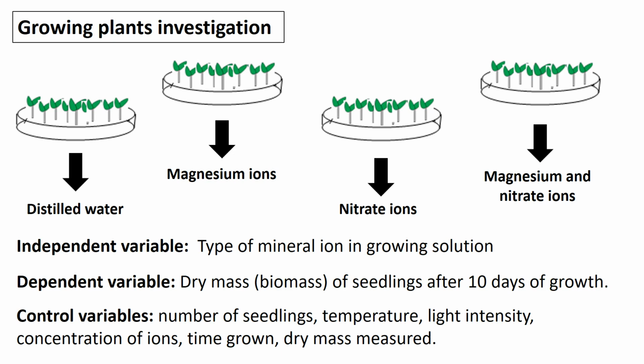And if you're thinking about what controls could be in such an investigation, it would be like number of seedlings in each dish, the temperature they're grown at, the light intensity, the concentration of the different ions that they're going to use, and how long you're going to leave them to grow for, and the fact that you're measuring the dried mass, so making sure that they were completely dried out seedlings and there was no water left in them. So that's a sort of investigation you could do to look at these nitrates and other ions in an investigative way that could be an application question of those ideas.